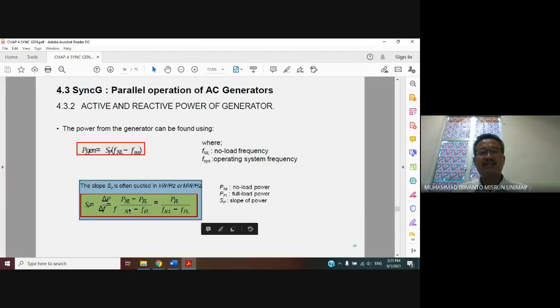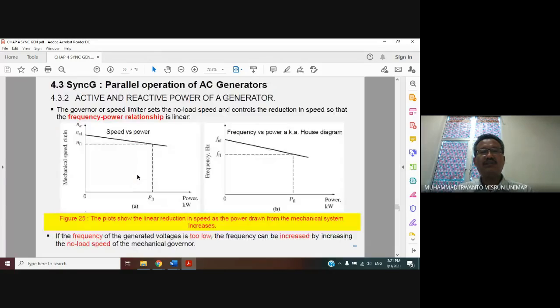Slope is here. The slope of power-frequency is equal to the change of power divided by the change of frequency. Because we can see here the change of power, we can take it from no load to full load, for example. Meaning delta P is P full load minus 0.